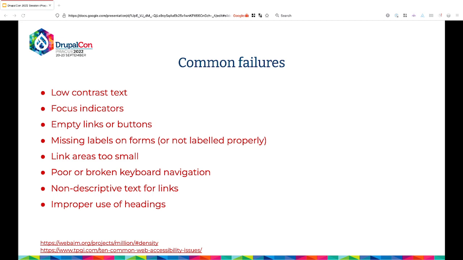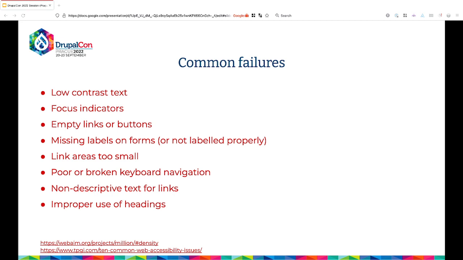So it'll be things like low contrast text, focus indicators that are completely missing or poor, buttons or links which have absolutely no text in them, missing labels or at least visual labels that aren't communicated programmatically, link areas that are really small, and poor or broken keyboard navigation, so you have drop downs which you can only use with a mouse. And then there's non-descriptive text for links. We all know those, the read more.